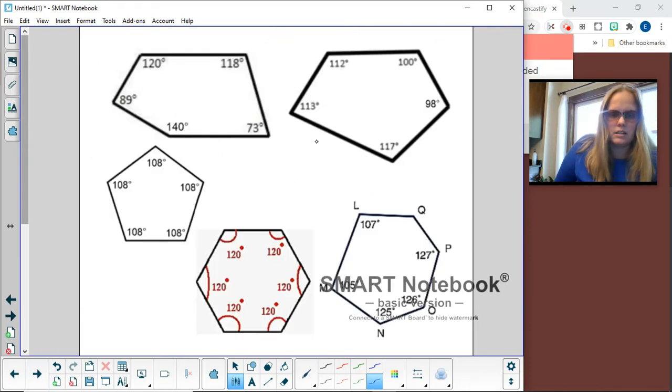All right, got some bigger shapes here. Let's go with this one. 1, 2, 3, 4, 5 sides. They're all at 108. So I'm going to do 108 5 times. All right, I'm going to do some math here. 8 times 5 is 40. 5 times 0 is 0, plus 4 is 4.